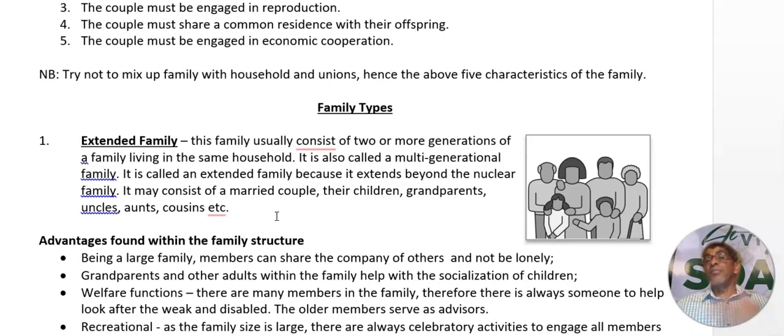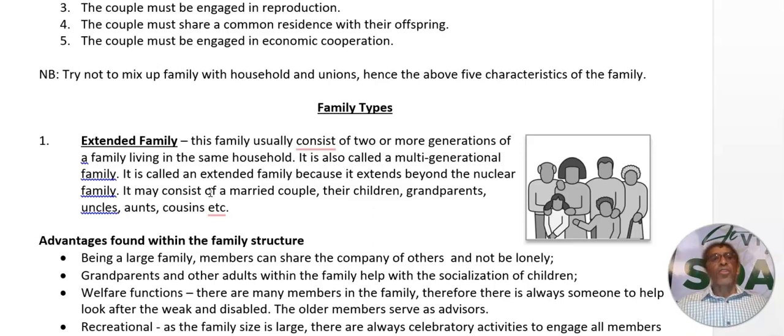Multi means that it's made up of several families. Generational means that they are connected, they are related by blood or descent. So it's also called a multi-generational family. It is called an extended family because it extends beyond the nuclear family. So the extended family consists of the married couple, their children, grandparents, great grandparents, aunts, uncles, cousins. So it's more than the two generations.